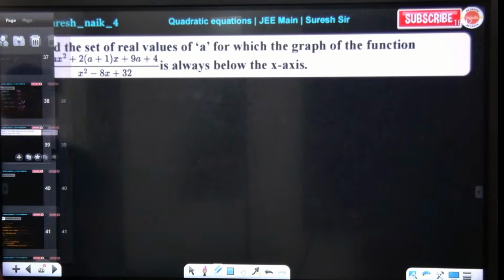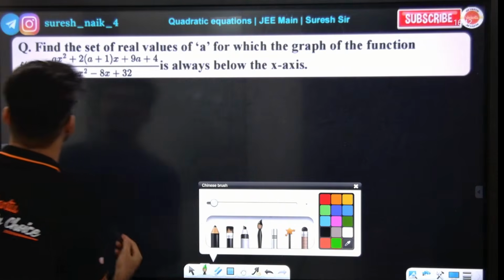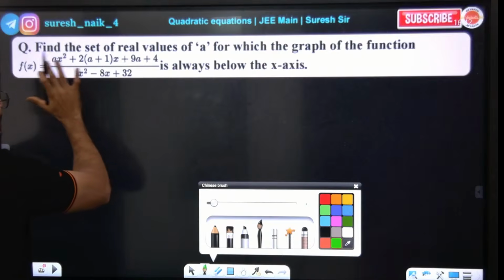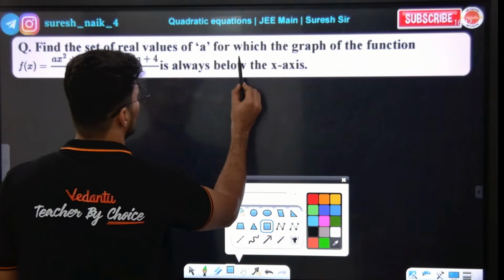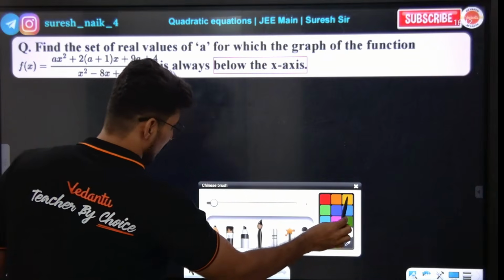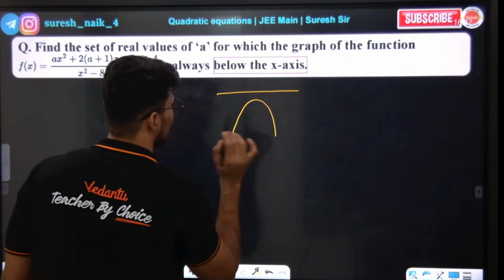Now look at the board. And one more important question I'm going to give you now. Look, what is the question given to us? Find the set of real values of A for which the graph of the function is always below the x-axis. Sorry, below the x-axis. They have given that the graph is always below the x-axis. The graph is like this.